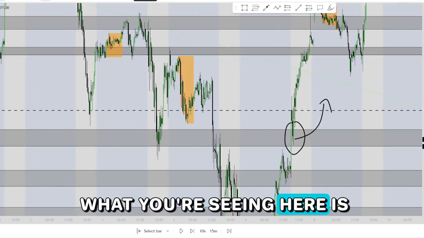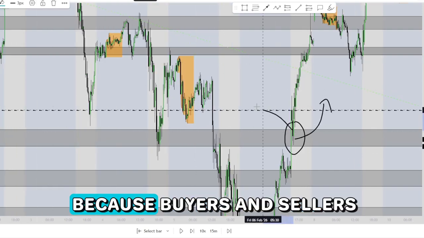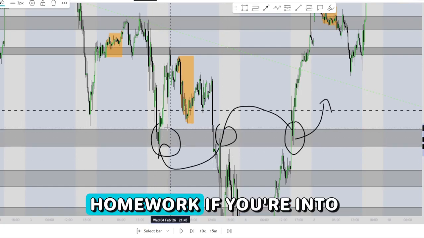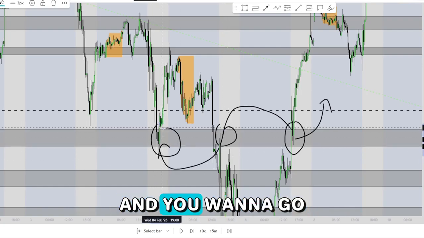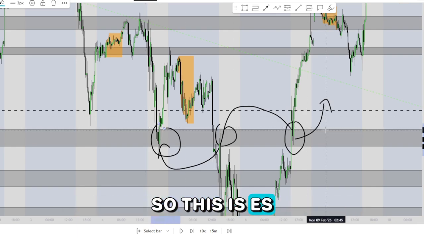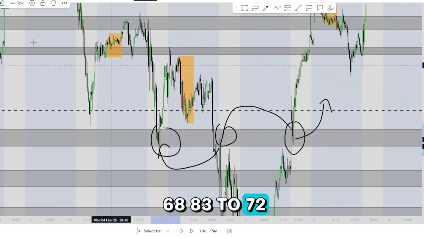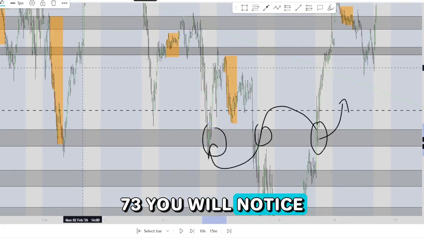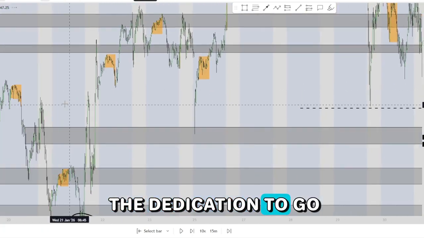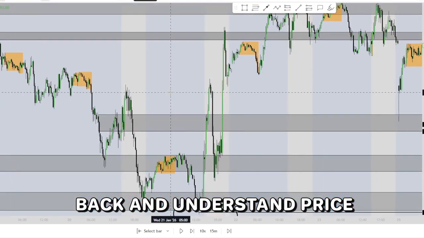What you're seeing here is this is a level because buyers and sellers were responsive. As a little homework, if you're into footprint charts and you want to go back and study the footprint charts at this area, this is ES 68.83 to 72.73, you will notice how price reacts to these levels, right? You need to have the dedication to go back and understand price.